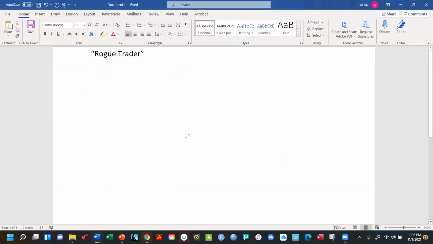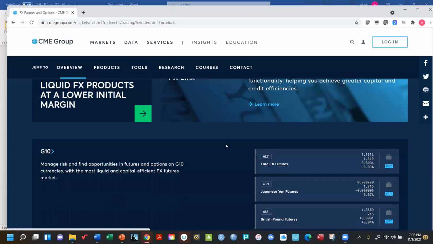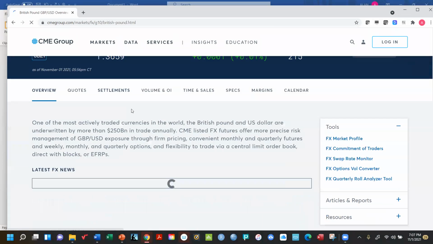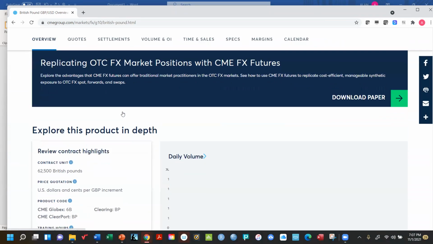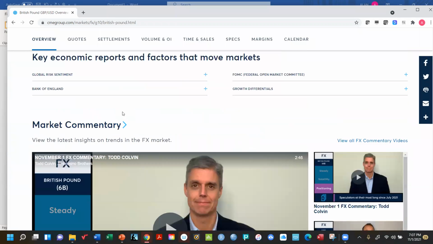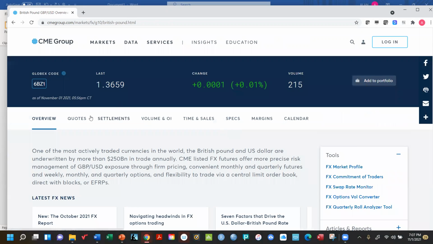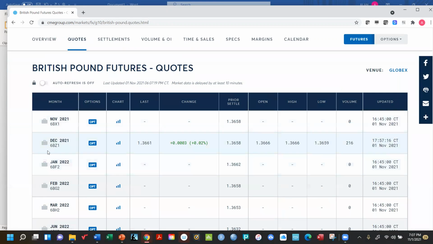Now, in fact, if you want to check some of this out, let's go back to CME for a second. See if we can find some quotes. Here's British pounds. I was hoping to see some quotes. Here they are. All right, so here's one. Here's a December 2021 contract, and the price is 1.3661. This is the price you can lock in, by the way. Now, I was hoping to get more information out of this. Those are just the prices. The volume is 216.